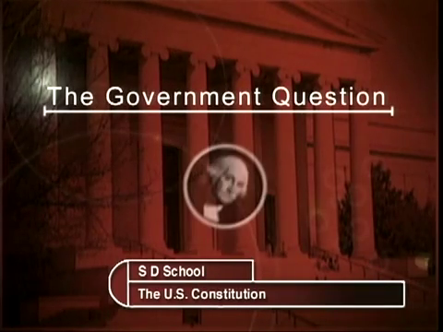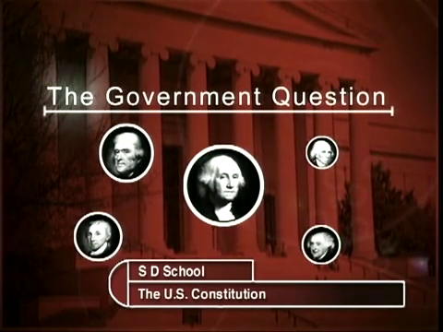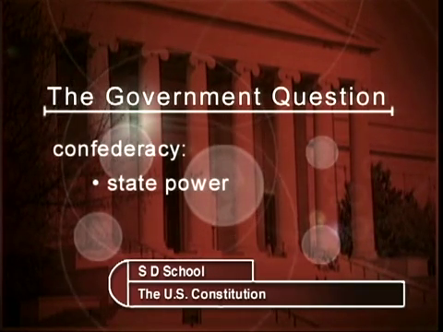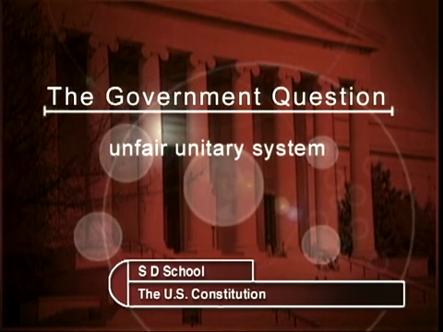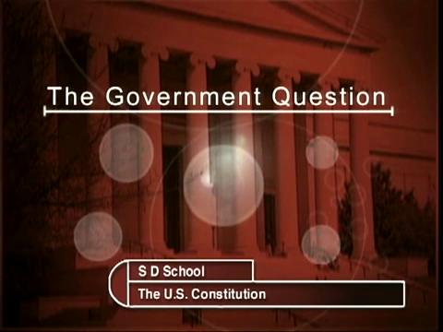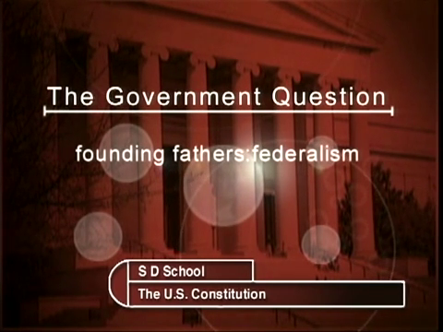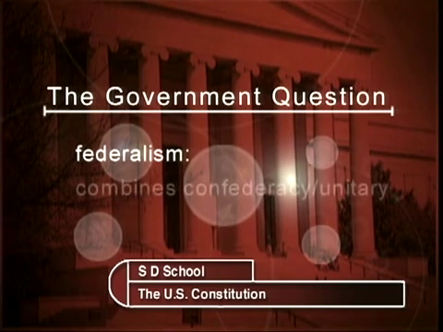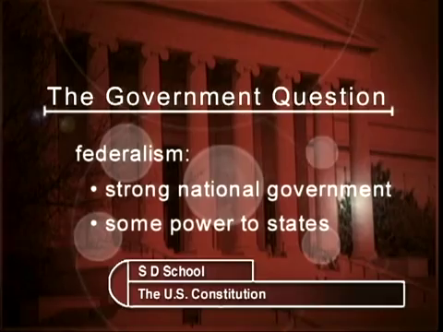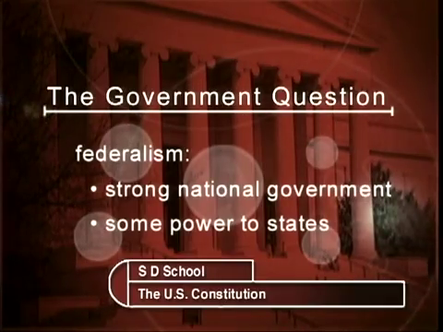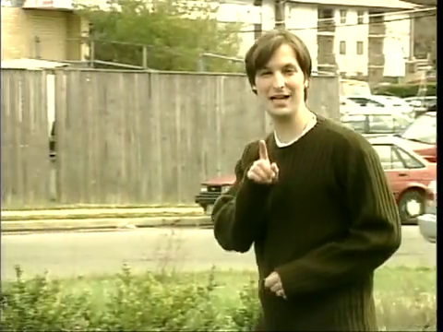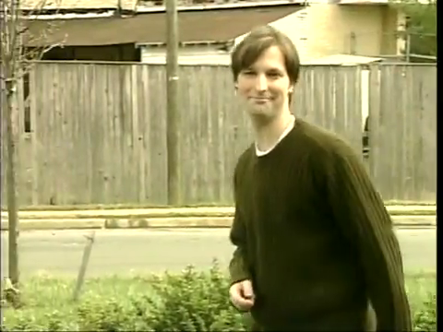One of the main questions facing the Founding Fathers was what type of government to set up. They had just had a bad experience with the Confederacy, which concentrated power in the states with a weak central government, and they were still smarting from the unfairness of the unitary system they had dealt with in England. What the Founding Fathers came up with was a system of government called federalism, which is sort of a combination of the two. Federalism calls for a strong national government, but still leaves some power in the hands of individual states. And so the states were bound together under a strong national government, but still had some specific powers reserved just for them.